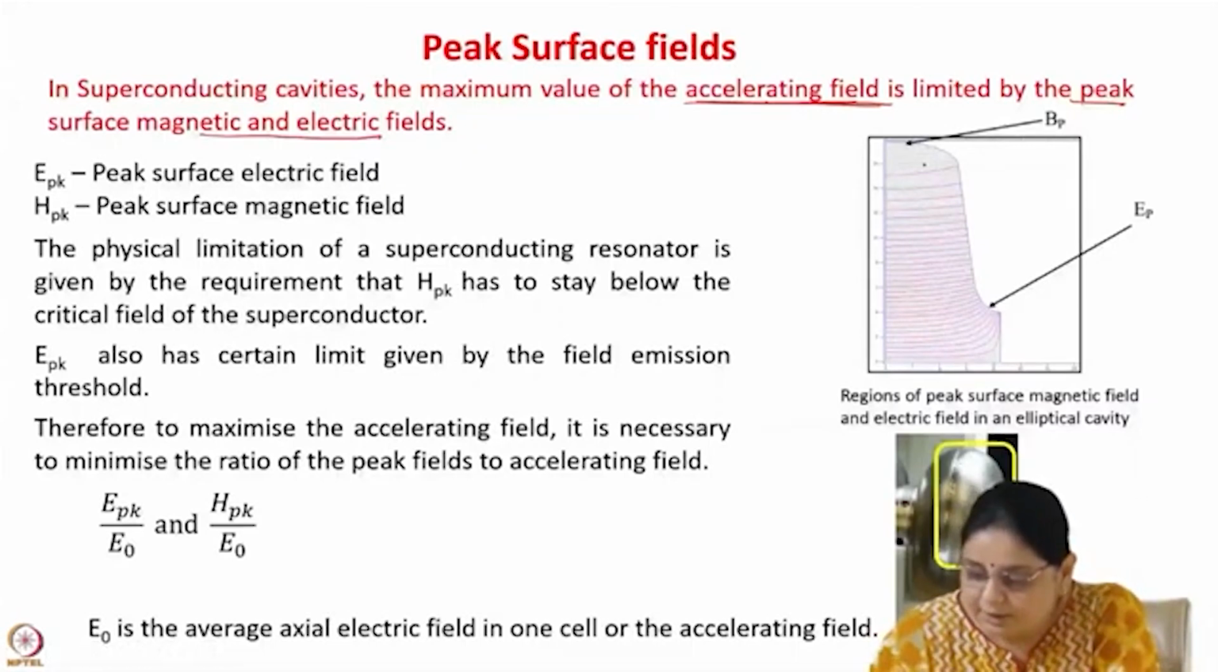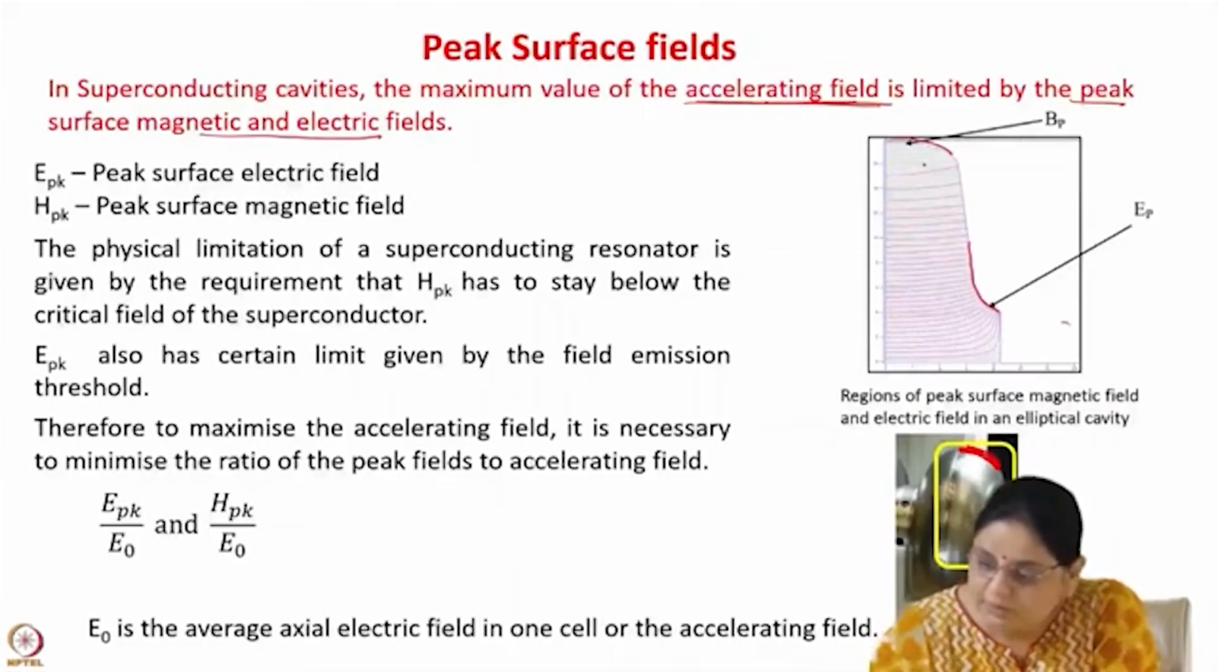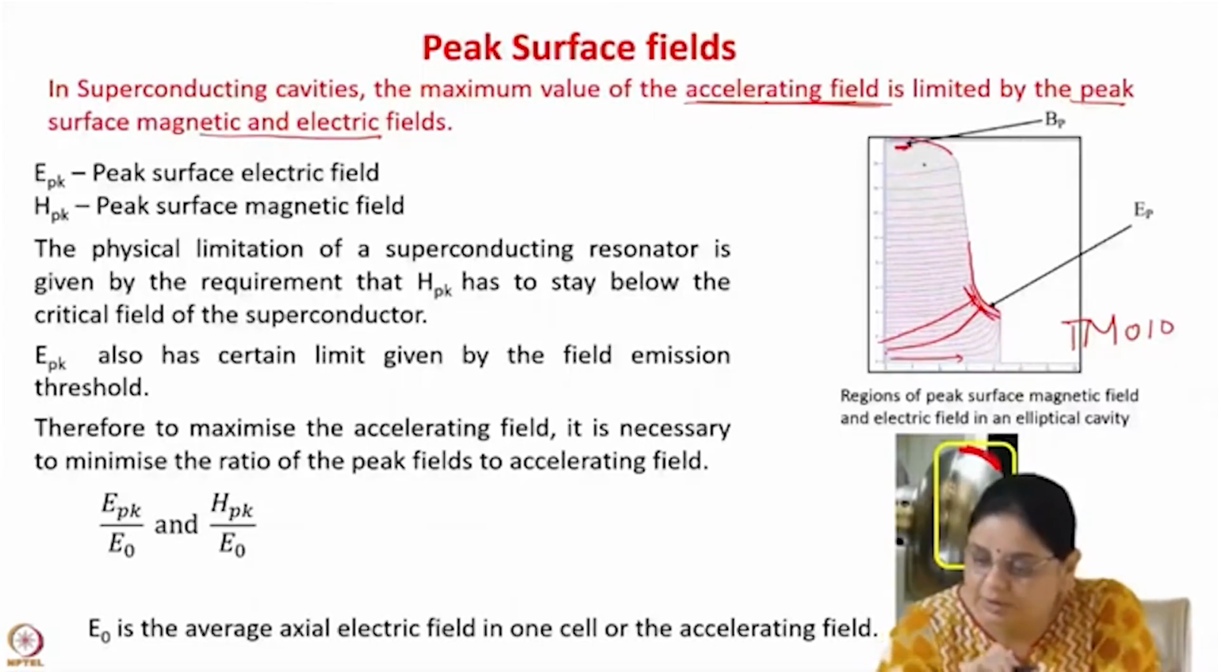This is a single cell elliptical cavity. The elliptical cavity is composed of two ellipses, one near the dome of the cavity and one near the iris of the cavity. This is the dome area, and this is another ellipse which is here. The elliptical cavity operates in the TM010 mode. If you see the electric field lines, they are like this. Because of the cavity geometry, they will terminate like this. So the peak value of electric field will be here, and the peak value of magnetic field will be on this surface here.